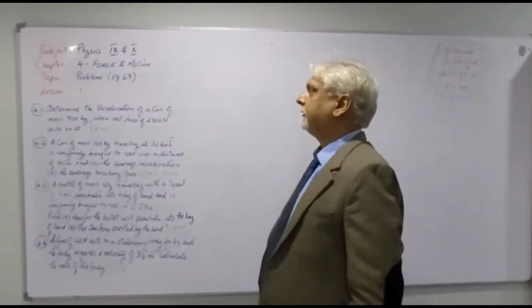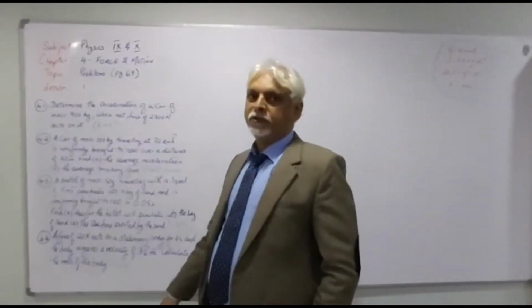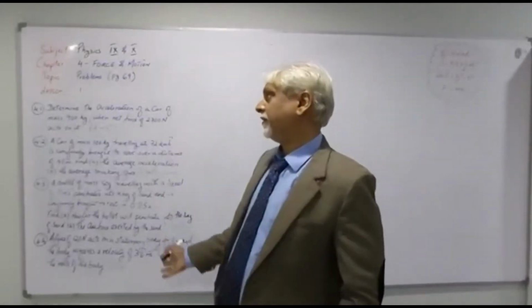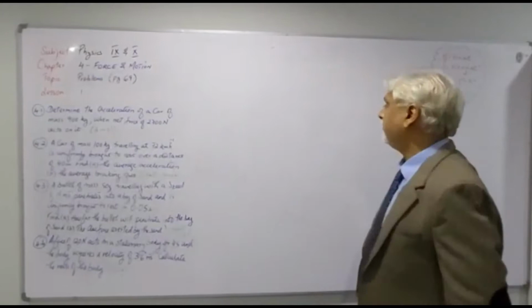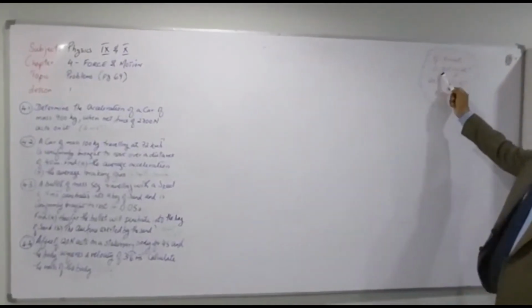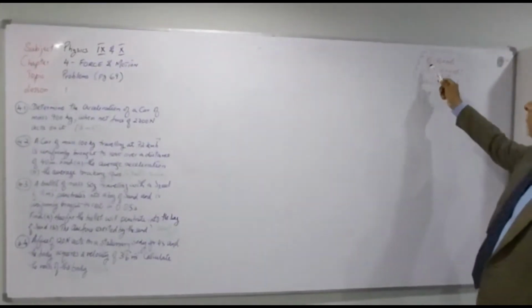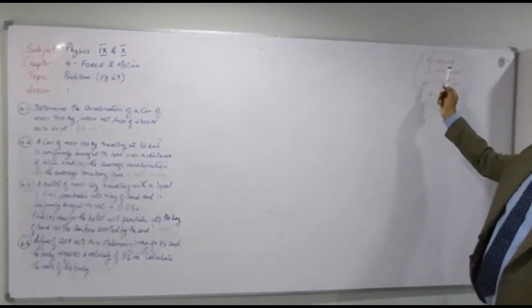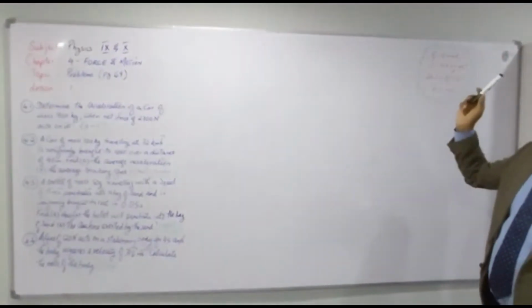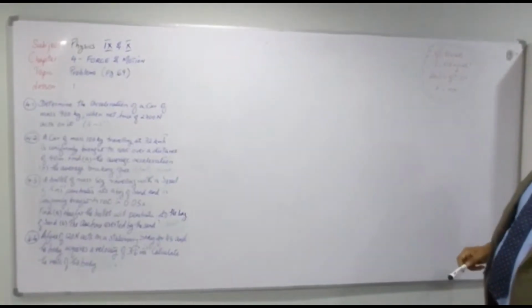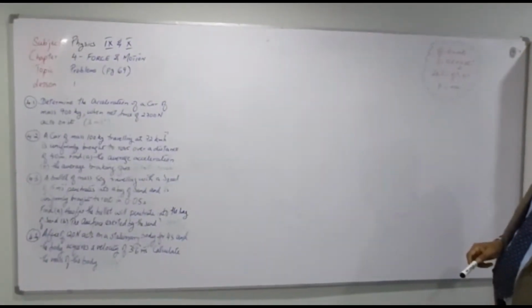This is the first lesson of chapter 4, which is force and motion, and I've started with all the numericals, with all the problems. So far we have applied these three equations of motion in the previous chapter. Vf is equal to Vi plus at, s is equal to Vit plus half at squared, 2as is equal to Vf squared minus Vi squared. Over here in these four problems, we'll be using these equations.